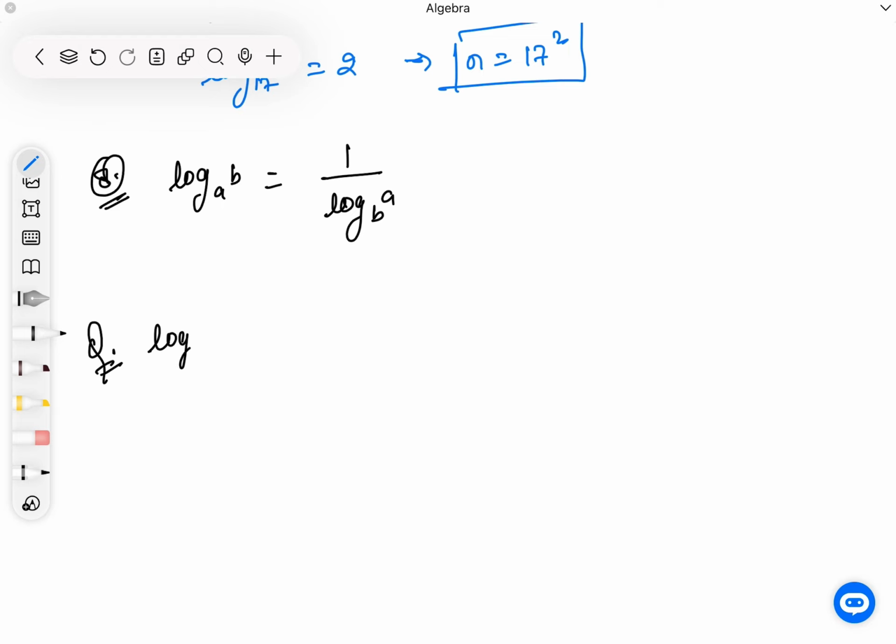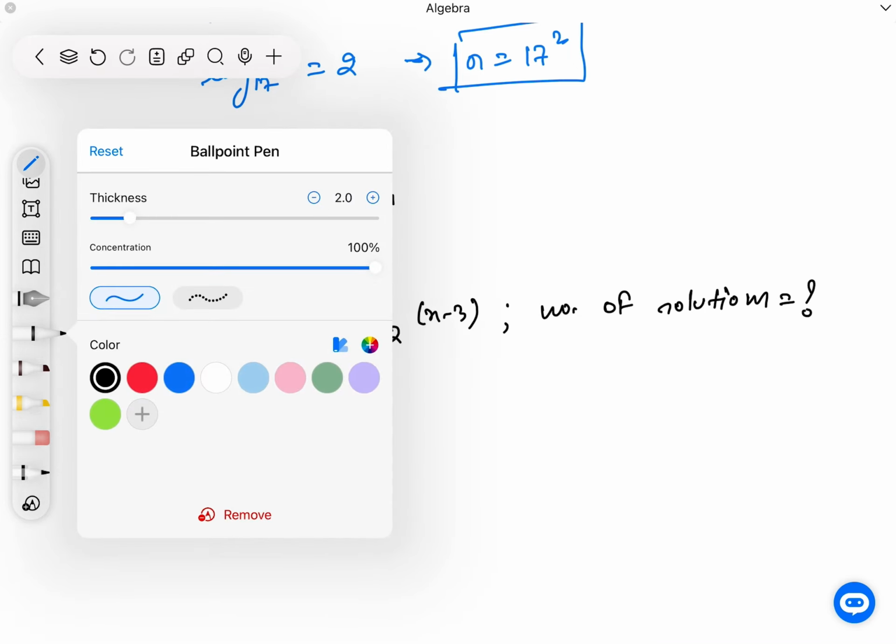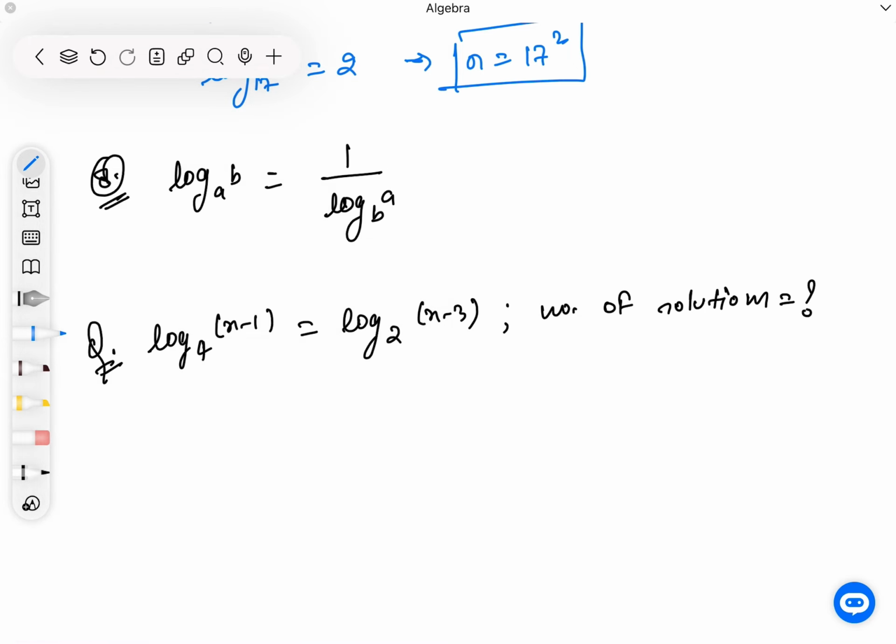So it is given that log of x minus 1 with a base of 4 is equal to log of x minus 3 with a base of 2. You need to find the number of solutions. So we have seen in quadratic equations and in equations generally that whenever it is asked to find the number of solutions, they basically want how many values of x there are. Let's see.